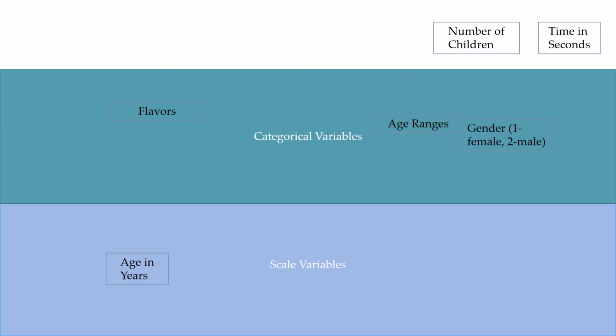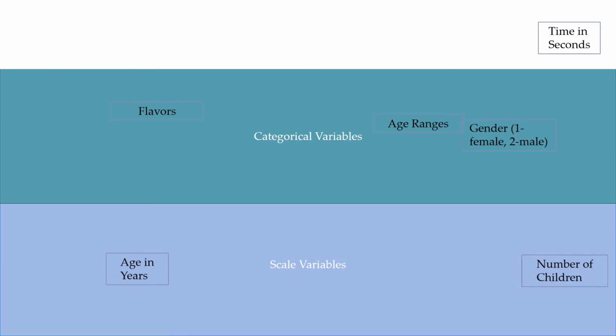So you might give categorical variables numbers sometimes just to make the coding and the typing into the computer a little bit easier for you. But that doesn't mean you change the level of measurement by doing that. It's still a categorical variable, even if you say 1 is female and 2 is male. Now we have number of children, and anytime you have a count variable like this, you're counting something, you're counting the number of children, that's going to be a scale variable. And lastly, we have time in seconds, and that's also going to be a scale variable because time has innate numbers to it.